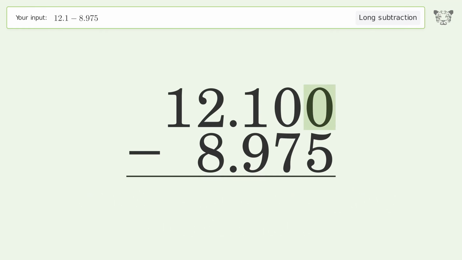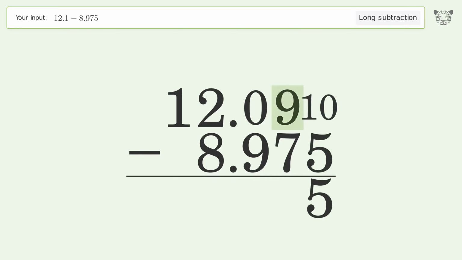Because the upper digit, 0, in the thousandths column is too small to get a positive difference, borrow 1 from the number to the left, 10, which becomes 09, and get 10. 10 minus 5 equals 5. 9 minus 7 equals 2.